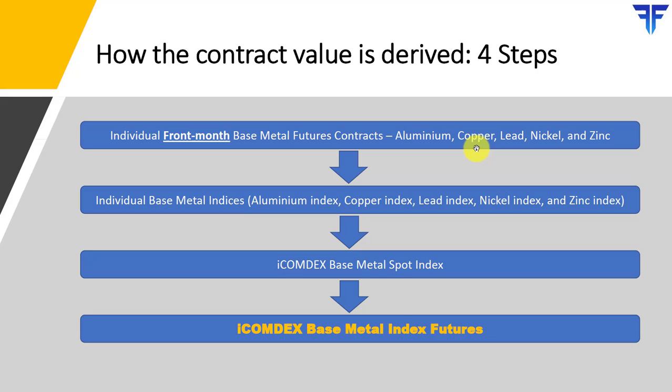Let us now focus on the iCOMDEX base metal index. This index derives its value from each of the 5 individual iCOMDEX base metal indices. Each individual index is assigned a certain weight within the iCOMDEX base metal index. Finally, the iCOMDEX base metal futures index is derived from the iCOMDEX base metal spot index. We will now discuss in detail about the individual base metal indices, the base metal spot index, and the base metal futures index.